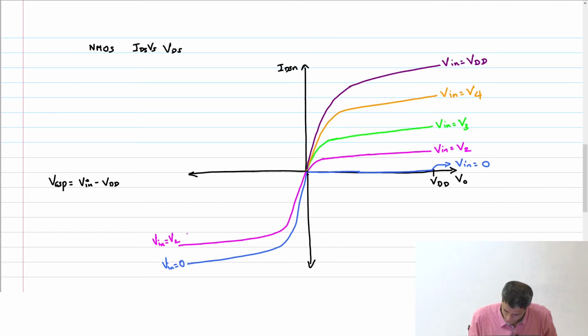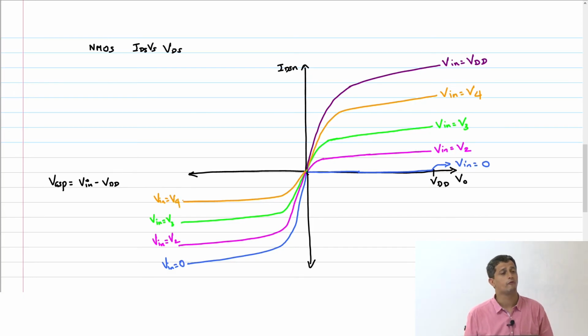V in equal to V2. Then the green will come out like this, right? Then orange will come, V4. Where will the curve for V in equal to VDD be? 0, right? Because now mod VGSP has gone below mod VTP, correct? So therefore this final curve is going to sit on this x-axis like this.